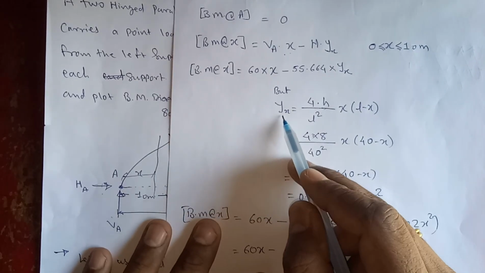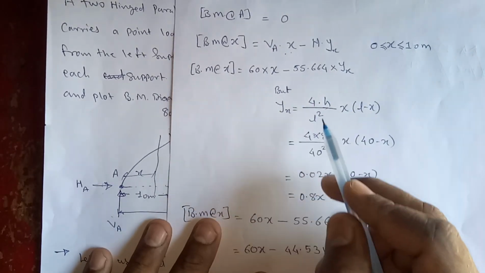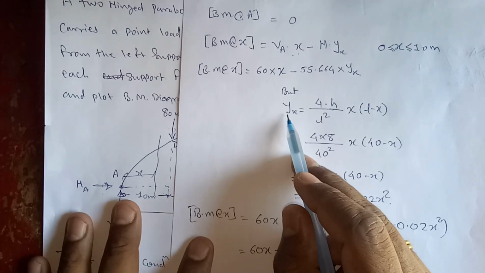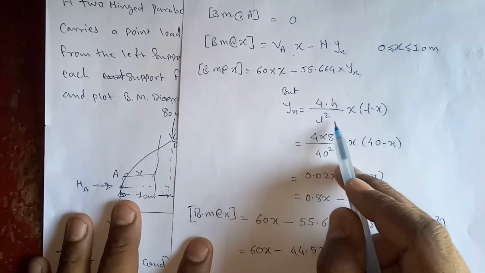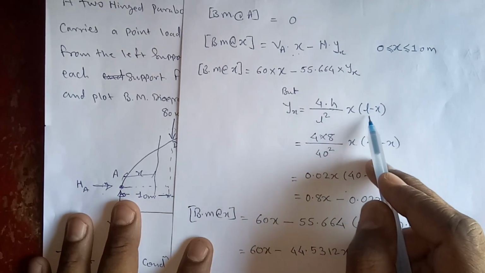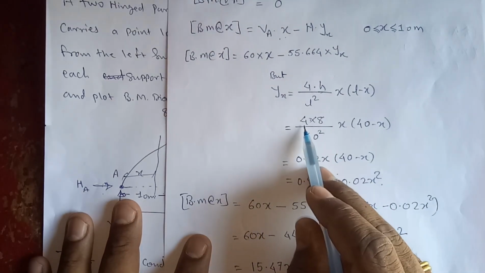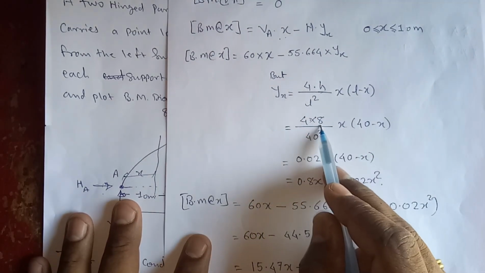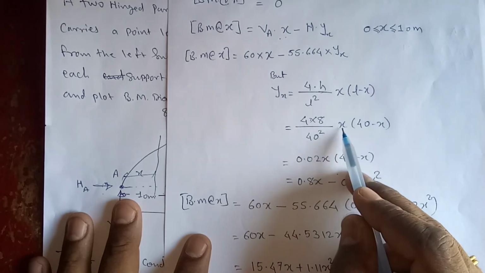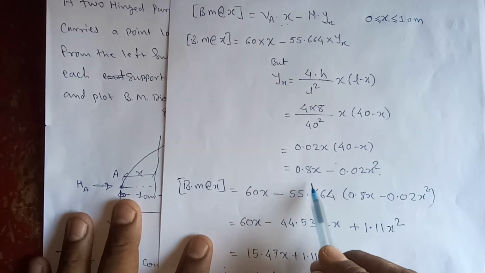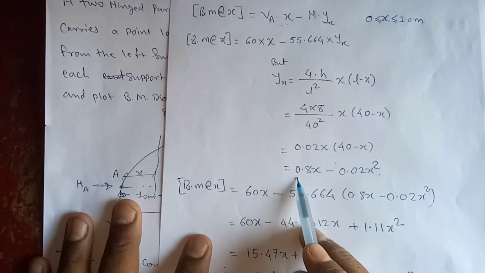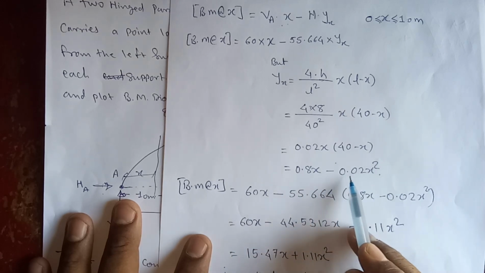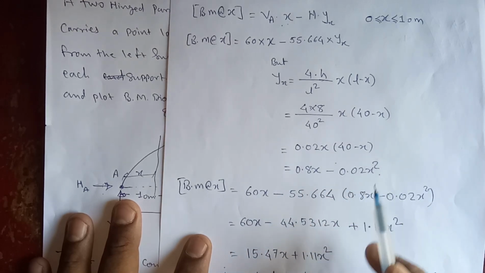Now y is the standard equation of a parabolic arch: y equal to 4h by L square, x in bracket L minus x. Here h is 8 and L is 40. If you substitute that and simplify, what we get is 0.8x minus 0.02x square.